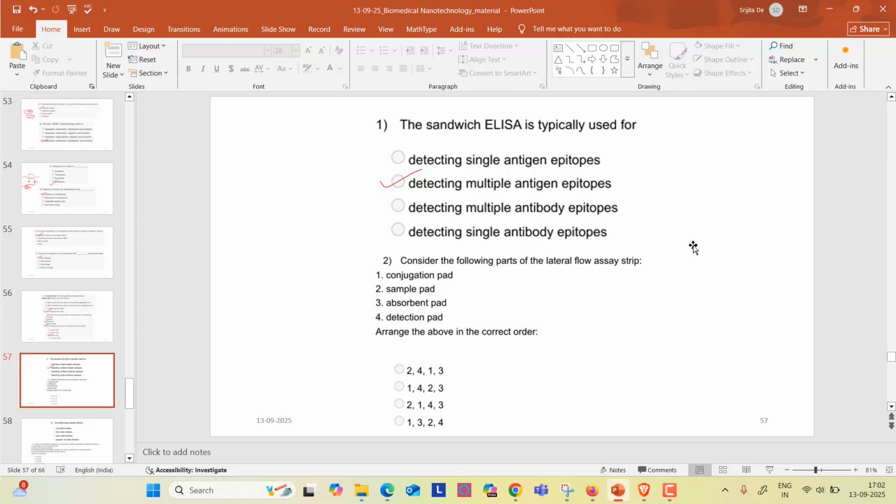Next comes, consider the following parts of the lateral flow assay strip. First one is the sample pad, then the conjugation pad, then the detection pad, then the absorbent pad, right? So 2, 1, 4, 3. Okay, so this is 2, 1, 4, 3.